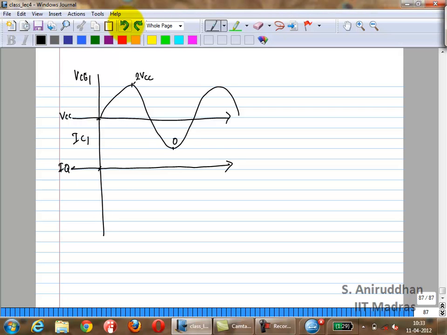What is IC1 going to look like? Let us say VCE1 looks like this. What is IC1 going to look like? It's going to look like VCE1. Is that right? It's going to look like that? What is it going to have? Phase shift. By how much? 180 degrees? Why is that?